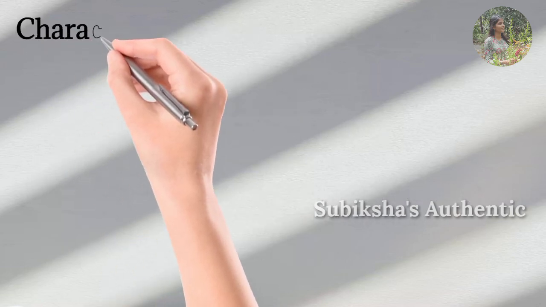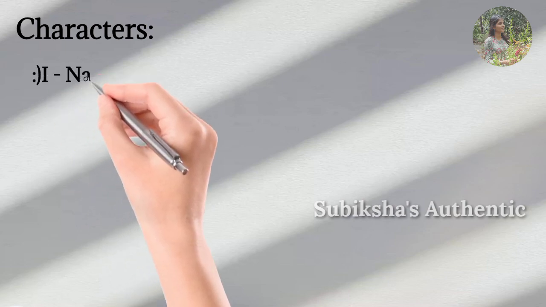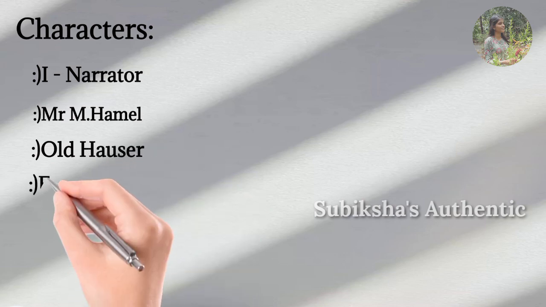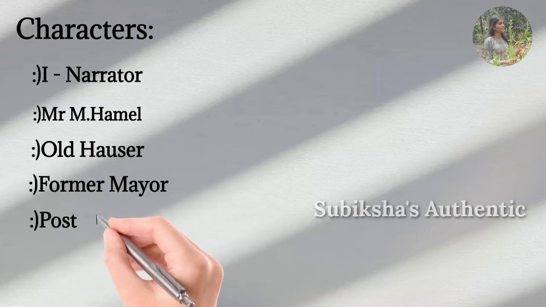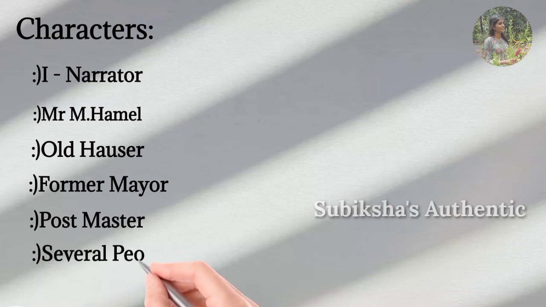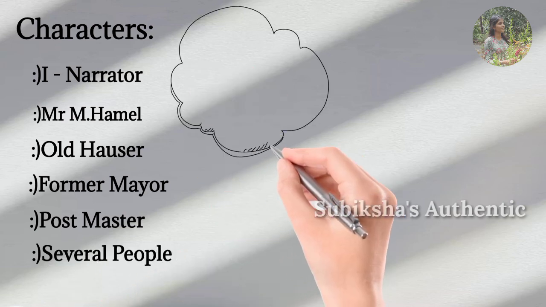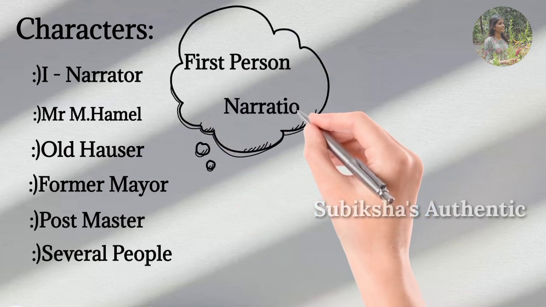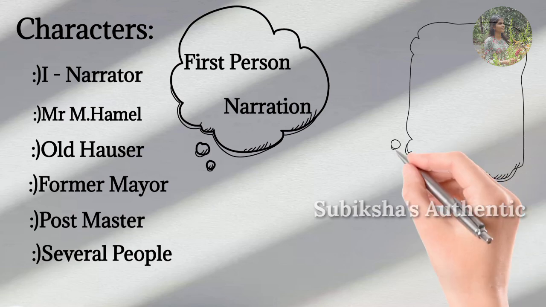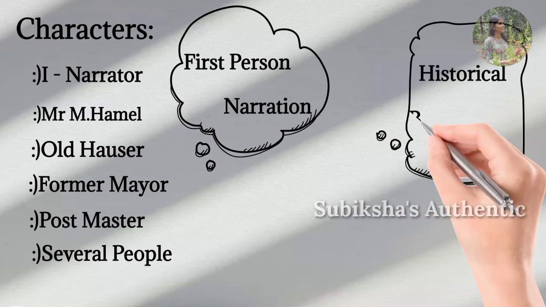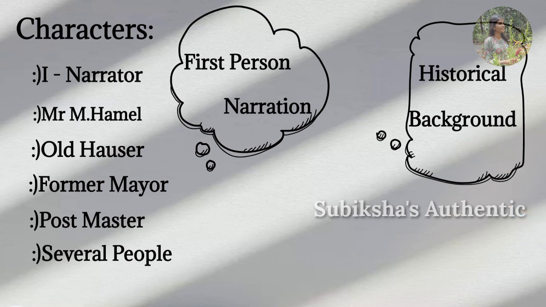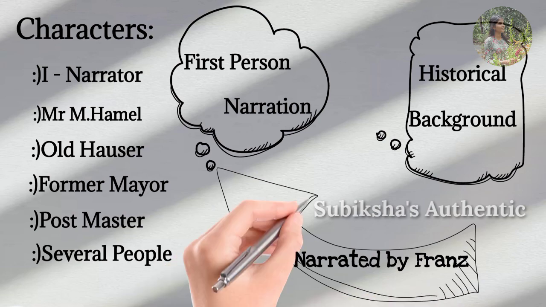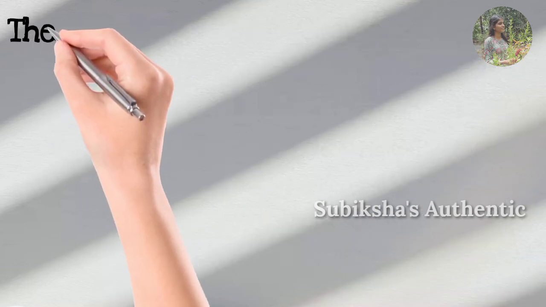Now, let's see the characters of the chapter. The narrator, I, Mr. M. Hamel, the French master, old Hauser, the former mayor, the postmaster, and several other people. The chapter moves on with first person narration. The chapter also has a historical background. The story is narrated by a French boy named Franz.